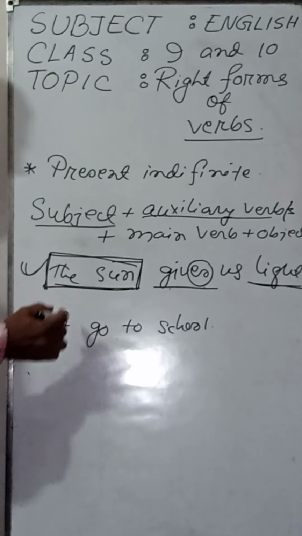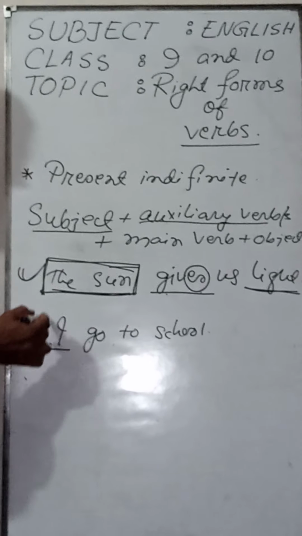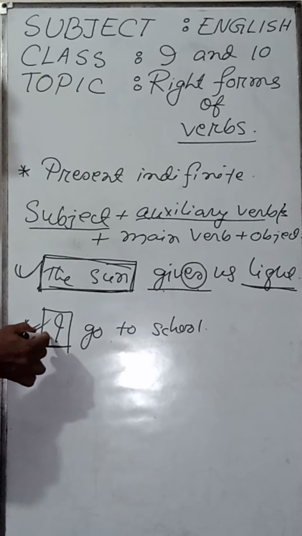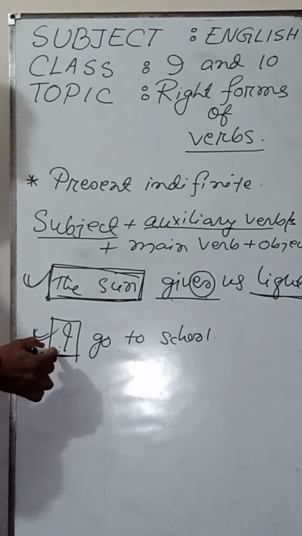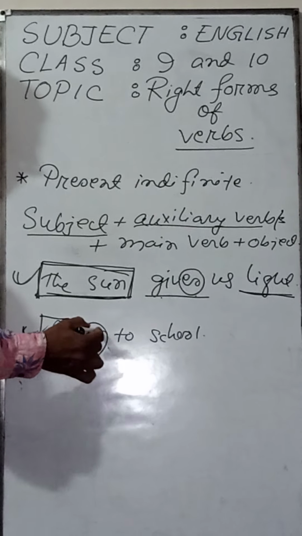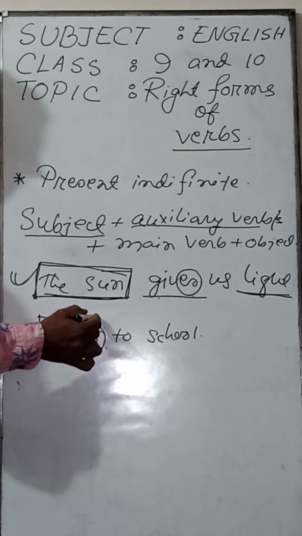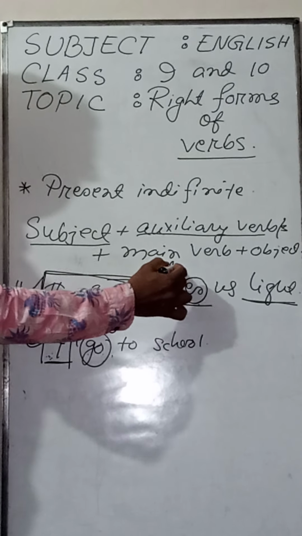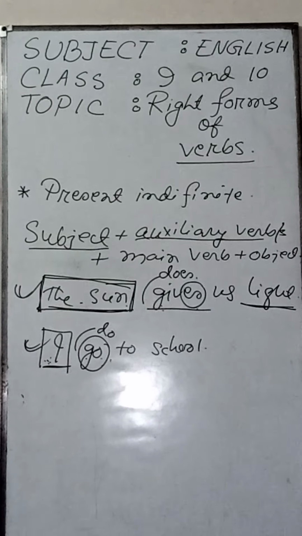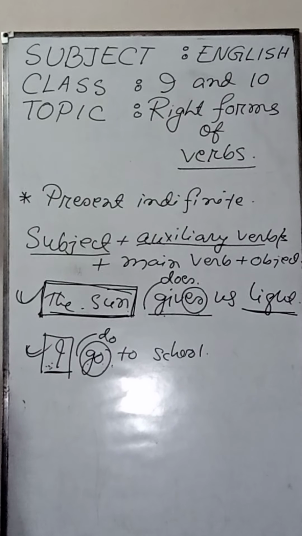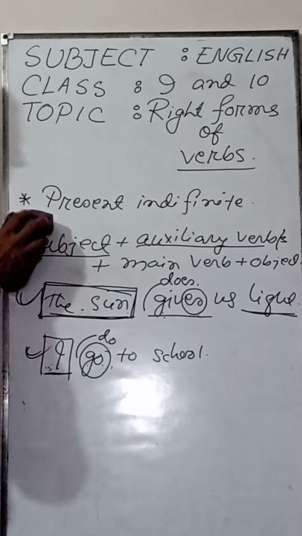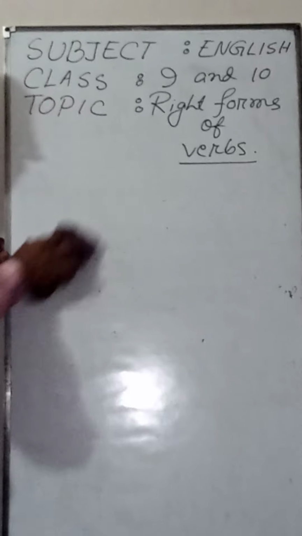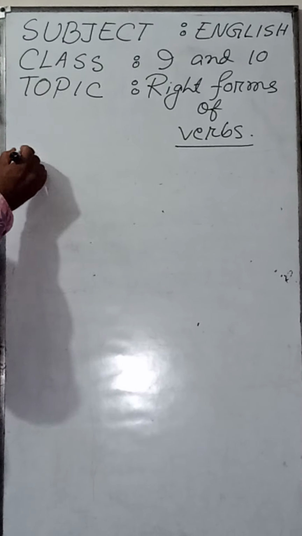This is one of the most important rules of right forms of verbs. You see, I go to school. Here, the subject is 1st person, not 3rd person singular number. So, you don't need to add s or es. Here, the auxiliary verb will be do, and in the other case, the auxiliary verb will be does. This is one of the most important rules of right forms of verbs. Now I am going to the next rule, present continuous.